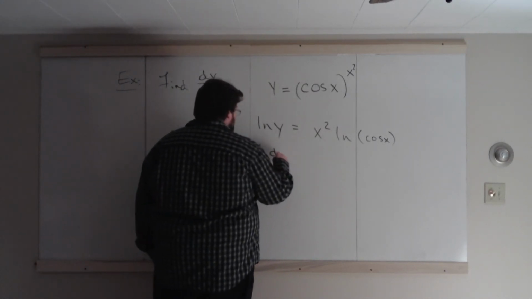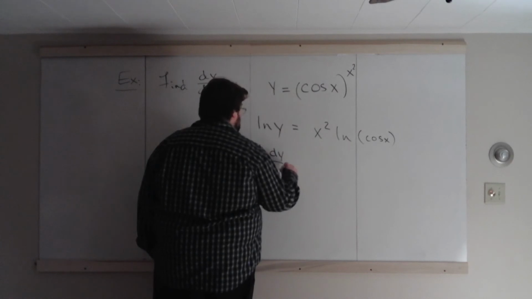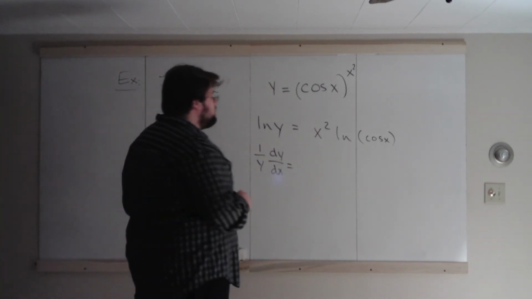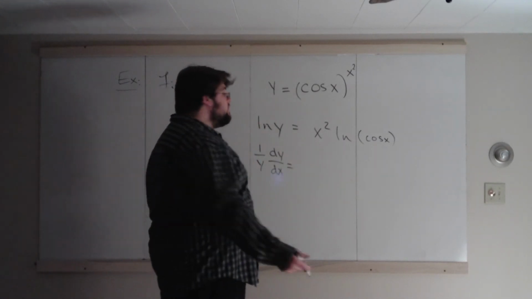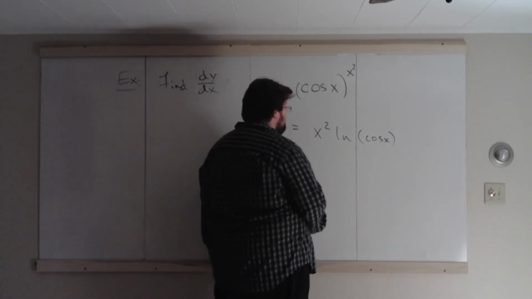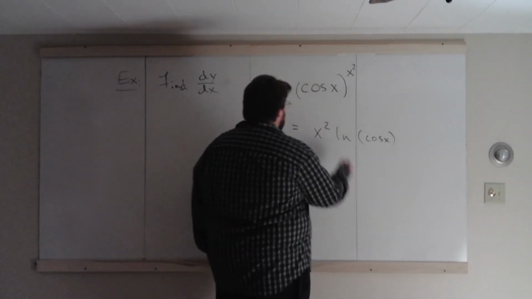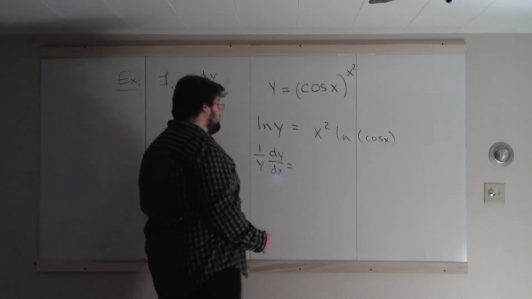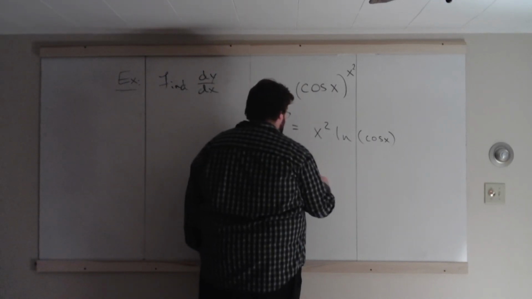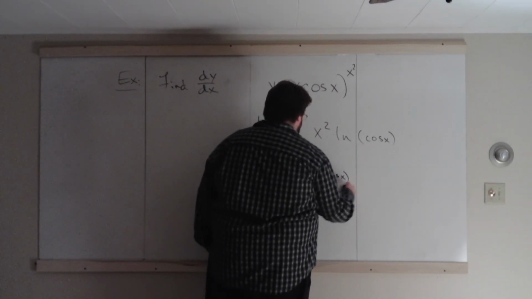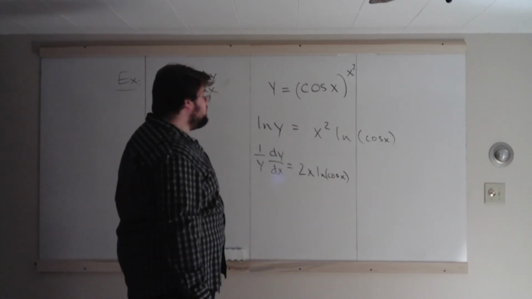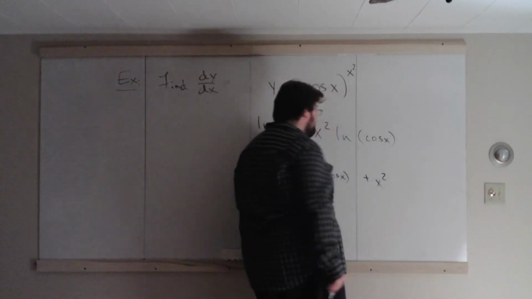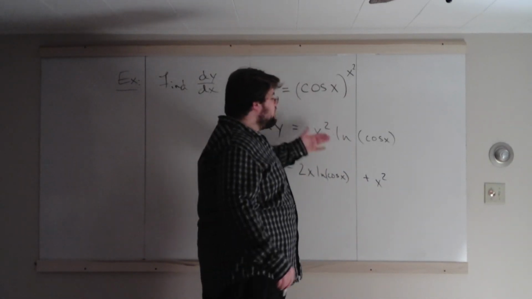So again, using chain rule, we get 1 over y dy dx. On the right, we have a little bit more annoying of a derivative to compute than before, but it's still a derivative from last week with chain rule. We have two things multiplied. So again, we'll use a product rule. Derivative of x squared is 2x. So we have 2x, leave the other one alone, plus x squared times derivative of log of cosine x.